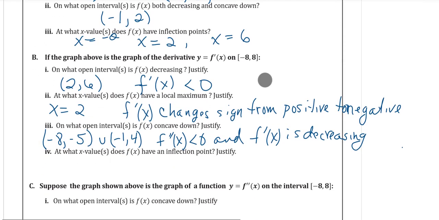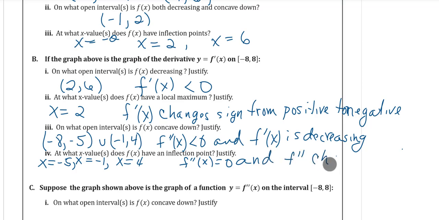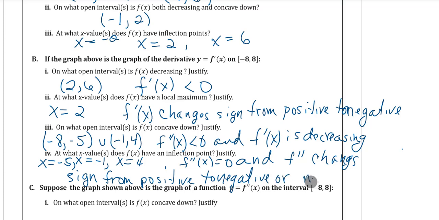Okay, so writing that down, I have my inflection points would be at x equals -5, x equals -1, and x equals 4. And my reasoning would be that f double prime of x would equal 0, and f double prime changes sign from positive to negative, or negative to positive.